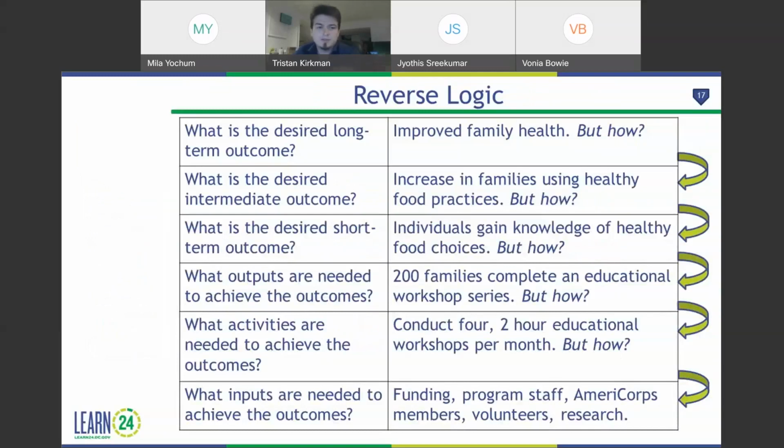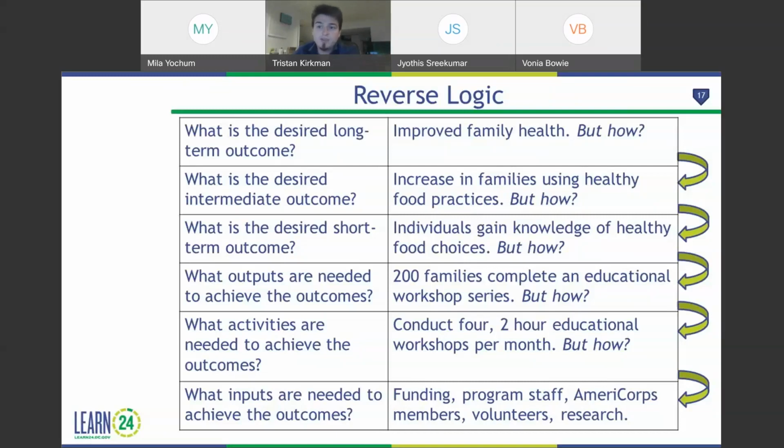Another way of thinking about logic models is to use a reverse approach. This approach starts with the desired outcomes and works backward to develop activities and inputs. The reverse approach asks the question, "But how?" as you move from the desired outcomes to identifying the inputs that lead to these outcomes in your logic model. Using a nutrition assistance program as an example, the reverse logic model approach shown here starts with the program's long-term outcome of increasing the number of healthy families and works backward to determine how the program will achieve this outcome.